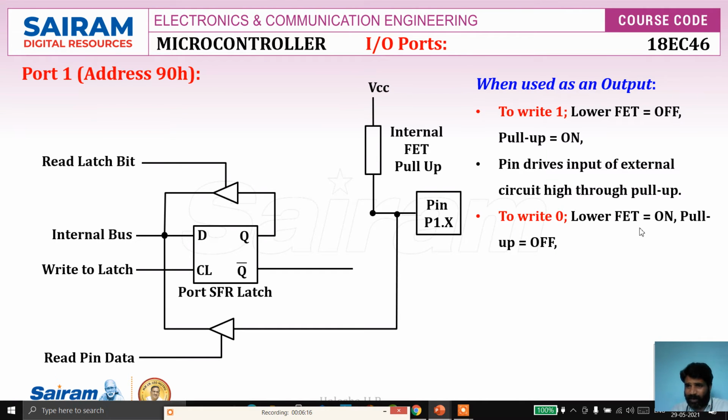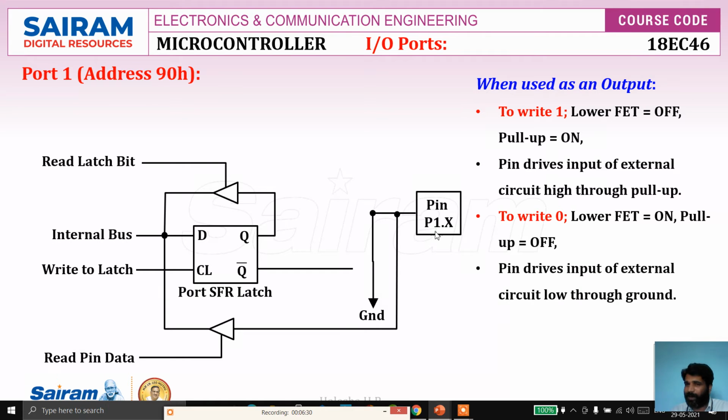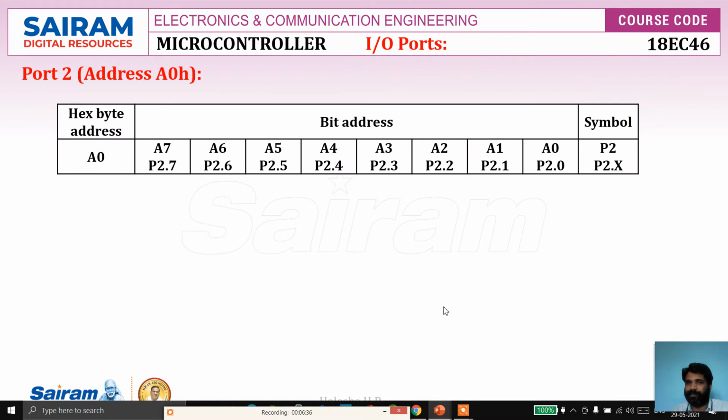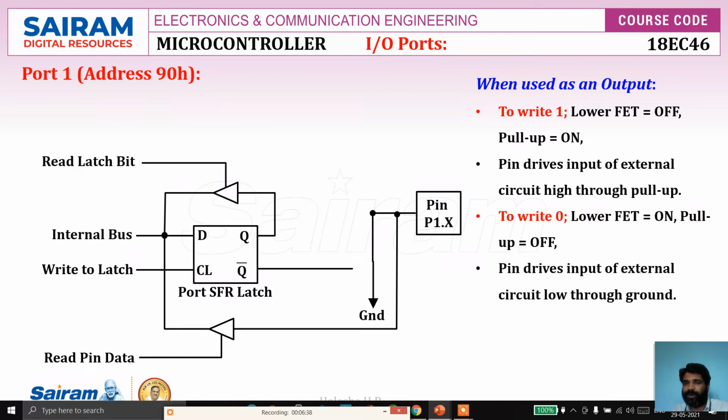Again, to write 0, the lower FET is on: D is 0, Q is 0, Q bar is 1. So the lower FET is on and the upper FET is off. When it is on, it makes a closed circuit, then 0 is available to the pin. So the pin drives the input of the external circuit low through the ground pin.